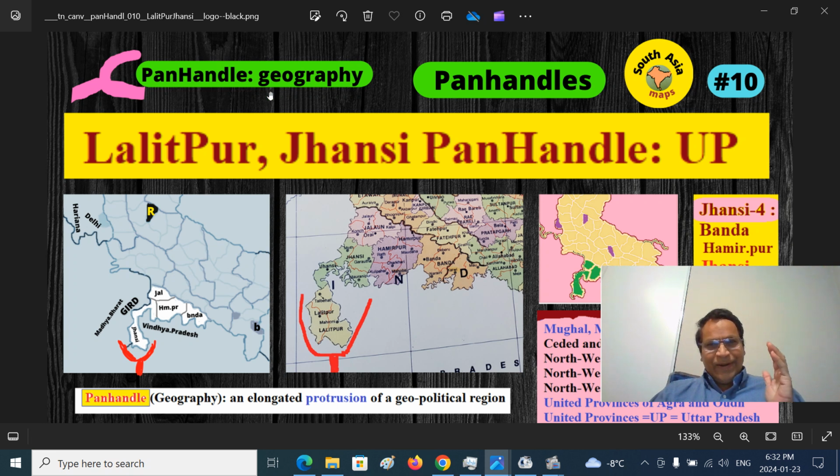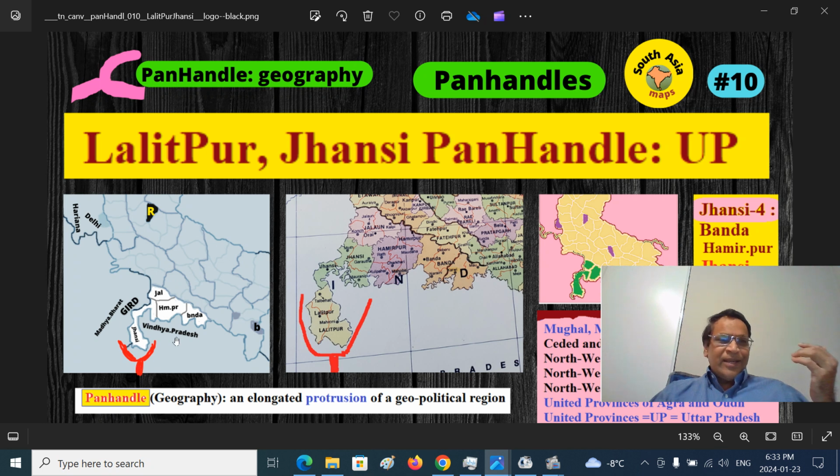We are looking at part 10 of our panhandle topic, panhandle geography. What is a panhandle? Panhandle is a geographical term for a region, political region, administrative territory, an elongated protrusion of a geopolitical region. See, this is the United Provinces or Uttar Pradesh. This is a very big protrusion. A salient means very important or obvious or dominant that protrudes into some other region.